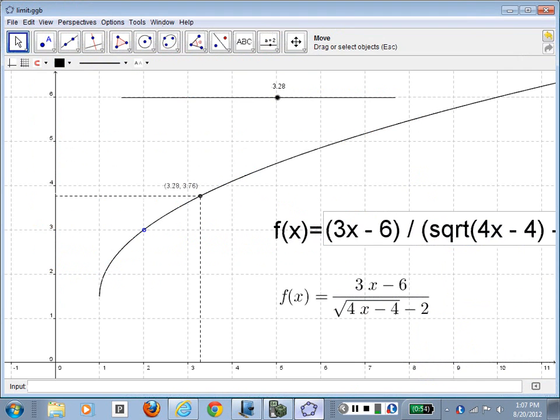When I move the slider here, it's going to enable me to consider what happens to the value of f of x as x gets close to 2. So we can see the values here. Here x is about 3, and you can see that f of x is about 3.62. So as x gets really close to 2, f of x is getting really close to what?